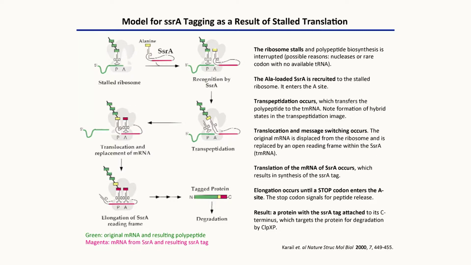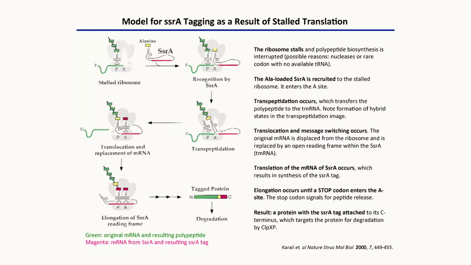Look, that looks quite a bit like the hybrid states we talked about, right, where we're seeing these ends shift into the E site, not shown, and the P site here. Okay, and then what happens? There's translocation and there's message switching. So the original mRNA gets kicked out, and what do we see? Now that mRNA-like region of the tmRNA is in the A site here.